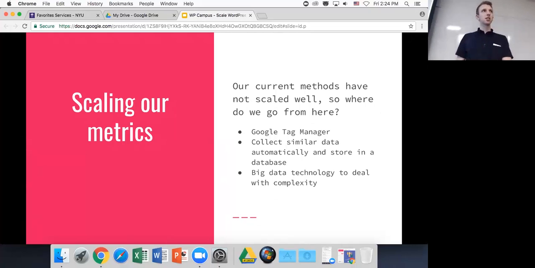Big data technology is also something which we're discussing a little bit. This isn't necessarily due to the size of our database, which could be dealt with in R. However, the complexity of joining a lot of tables together, especially if you want to start getting into plugin usage and specifics of plugin usage, that's going to be a huge amount of joins. So we might need something a little bit more robust to deal with that.